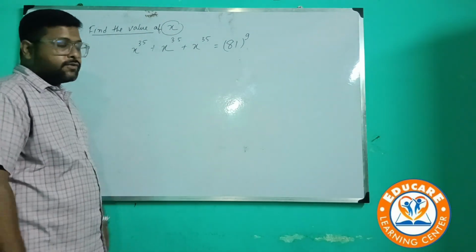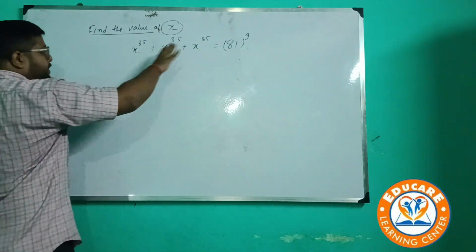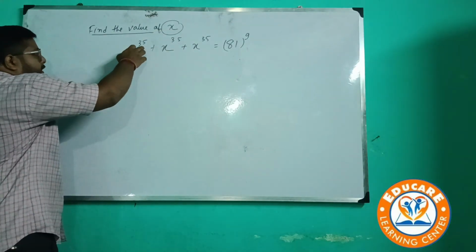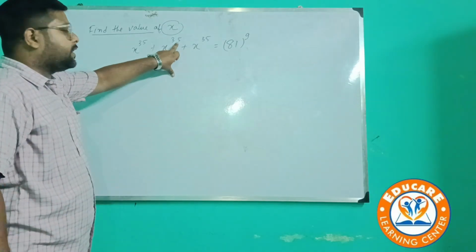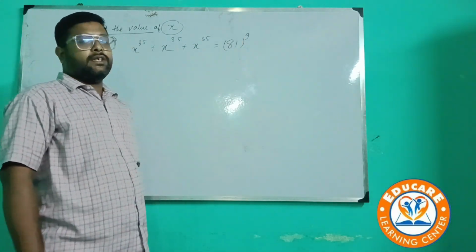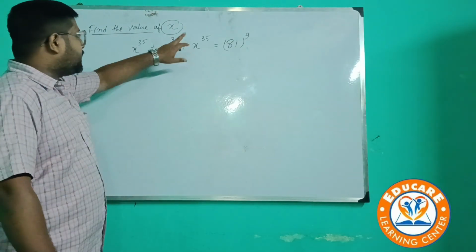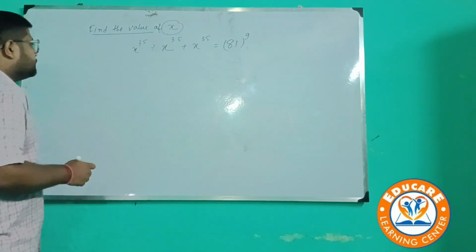Today we have a very interesting question which says find the value of x, and our equation says x to the power 35 plus x to the power 35 plus x to the power 35 is equal to 81 to the power 9. So this is our question and they have asked us to find the value of x. Let's see how we can solve this.